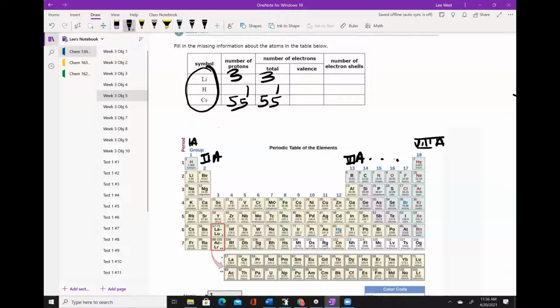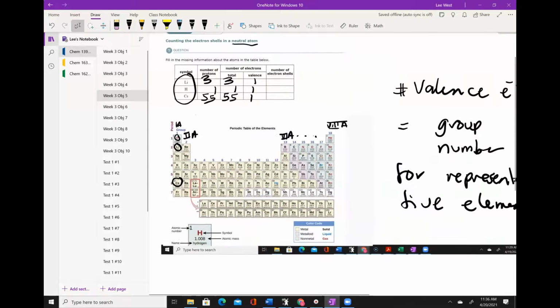And in this case, we can see that hydrogen, lithium, and cesium are all in group 1A, which means they all have 1 valence electron. Now, what we said was that things that are in the same group tend to react in the same manner. And so that makes sense now. The reason that they're reacting similarly is because they have the same number of valence electrons.